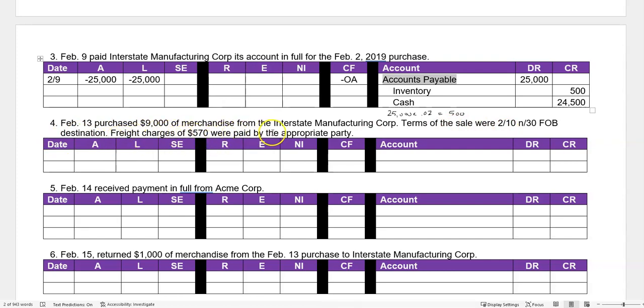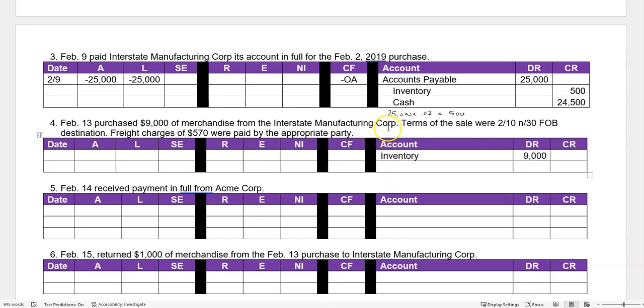Freight charges of $570 were paid by the appropriate party. So again, we are the buyer here. We're buying $9,000 of merchandise. So when we buy merchandise, that is inventory to our company. Some companies call it merchandise inventory.